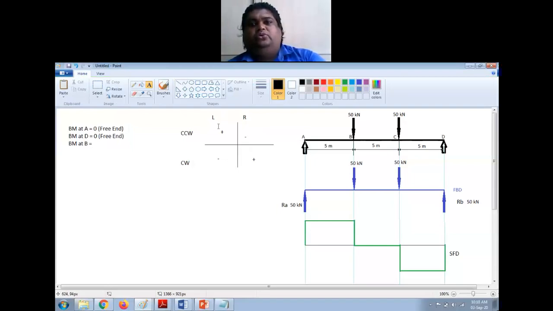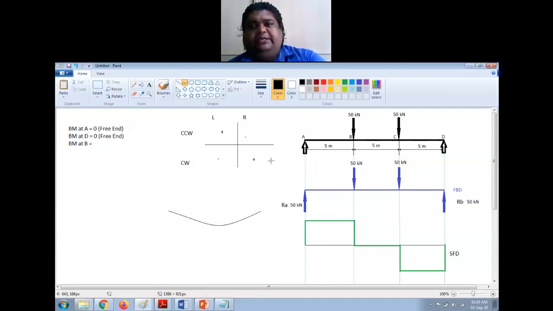So you can use any sign convention of your choice, but usually in the BMD and SFD, when the beam is loaded, this beam tends to bend like this, right? So this is called sagging bending moment, right? Because if you see, there is support here, there is load applied on this beam, because of which the beam will bend like this. This is called sagging.